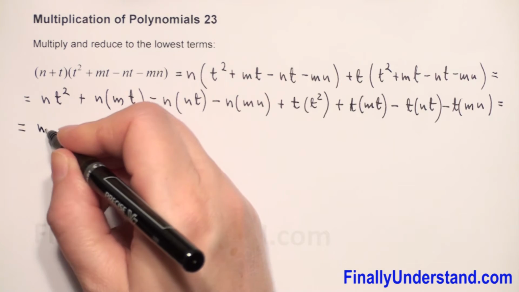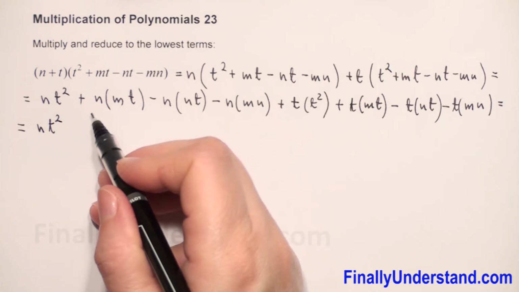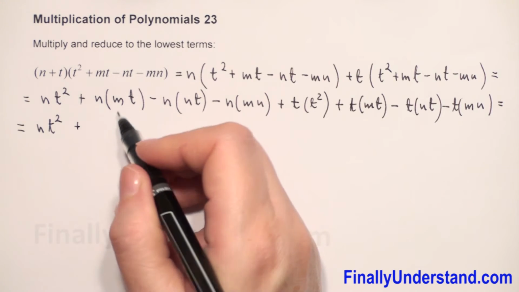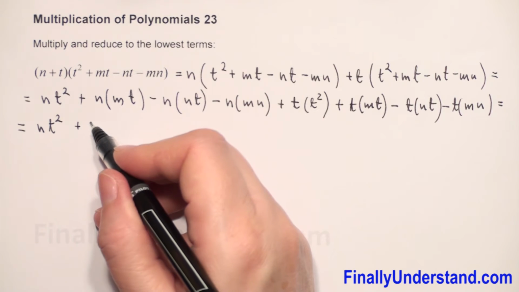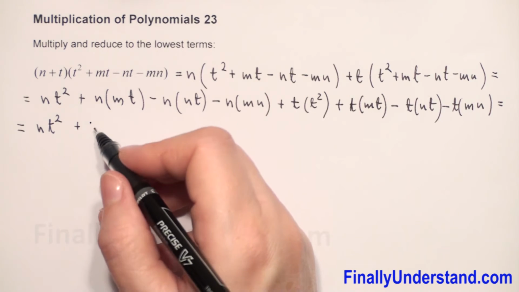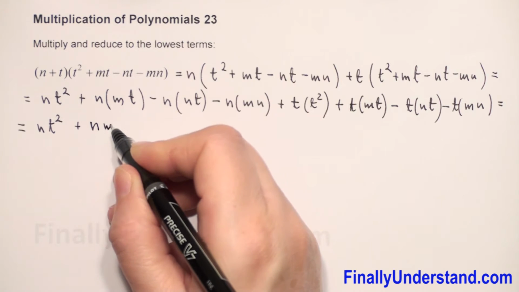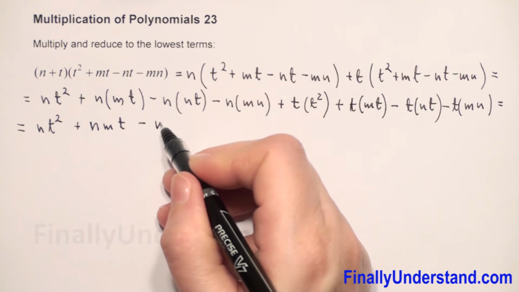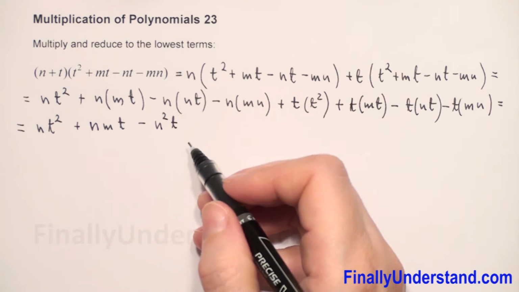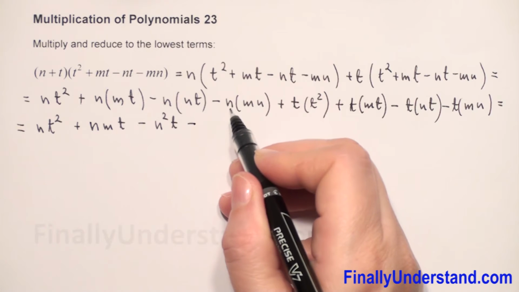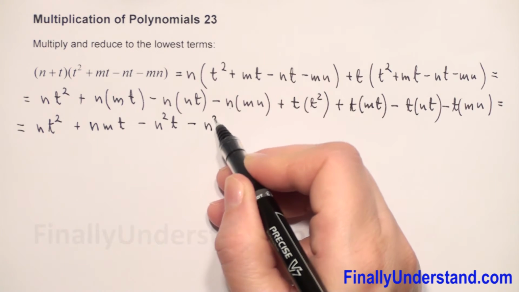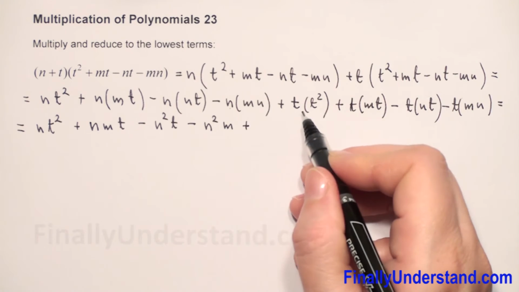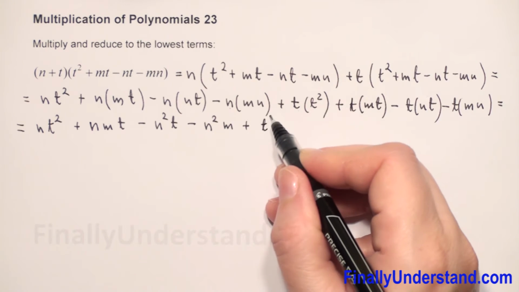So this is equal. First we have to do multiplication. And t squared we have to rewrite. Next we have n times mt, so we don't have the same variables, so we have to rewrite this. It will be n mt. Next we have negative sign. n times n gives me n squared, and t we have to copy. Minus we have n times n is n squared, and m we have to rewrite. Plus we have t times t squared is t to third power.